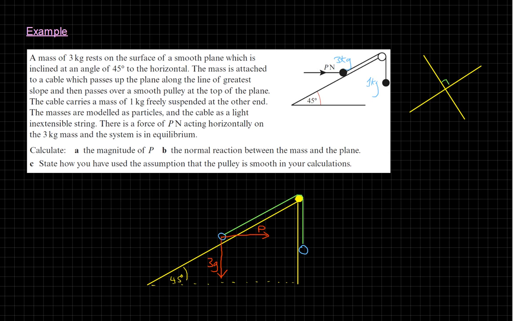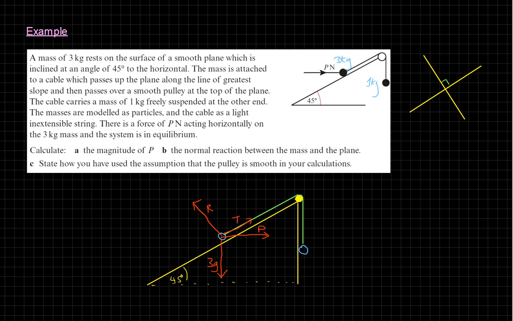And what else do we have? We've got the normal reaction, which is perpendicular to the surface of the slope. We don't know what that is yet, but we'll just call it R. Okay, anything missing? Just think for a sec. Are there any more forces acting on this object? You've also got the tension along the string.